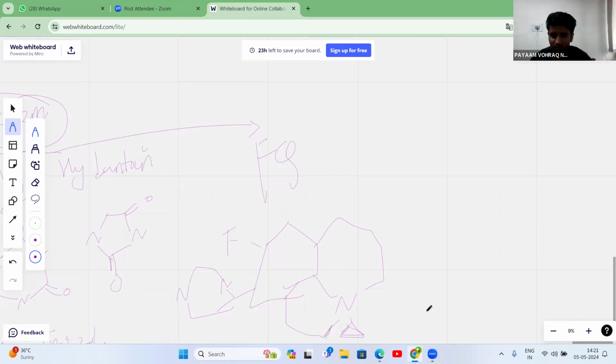And if I fuse this, it is ofloxacin. If I fuse 1 and 8 position, it is ofloxacin. है ना? ये हटा के ये fuse कर दूं तो it is ofloxacin. And sparfloxacin, no. If gatifloxacin, if methyl group, very good.